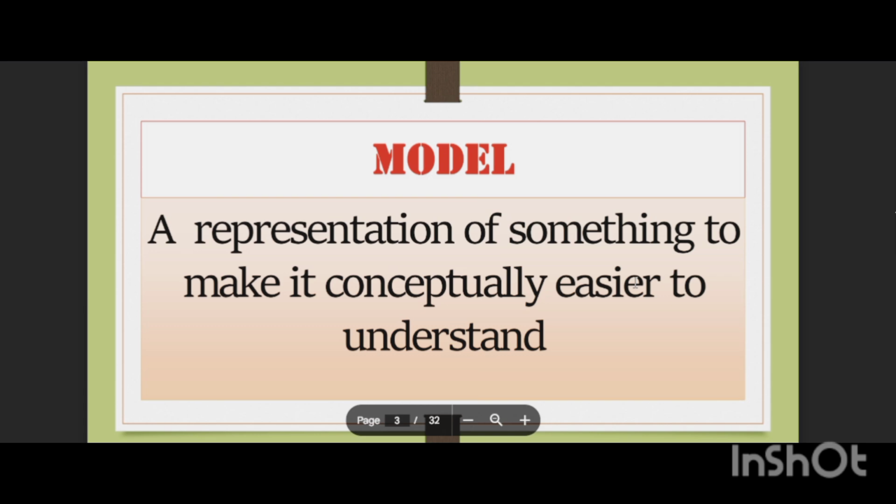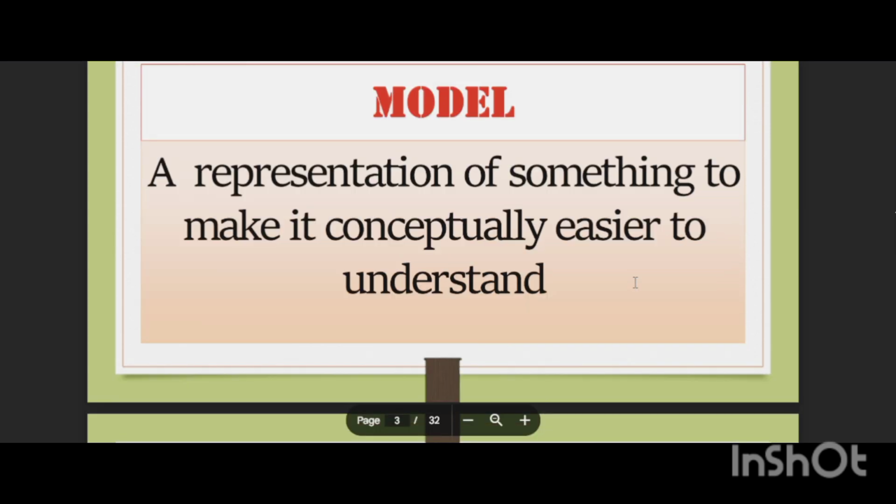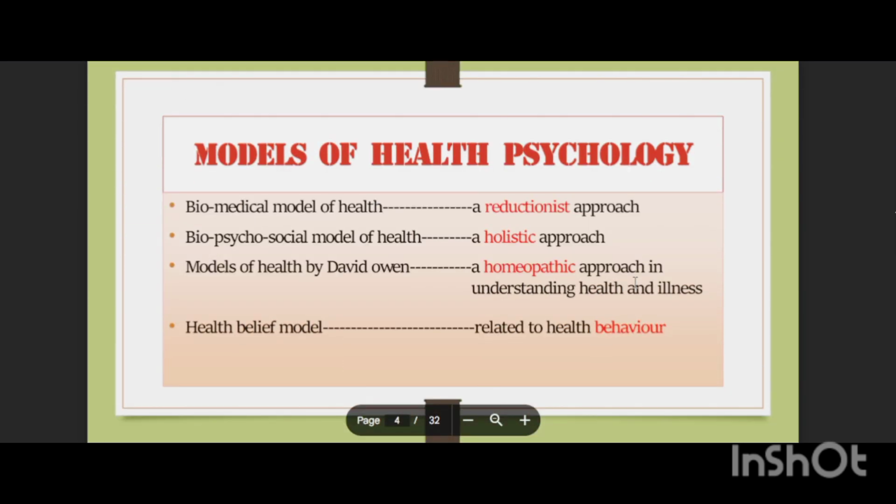So, what are the main models in health psychology? The biomedical model. This is a simple way. It looks only at the physical body and disease. The psychosocial model of health. This is the bigger, holistic, whole person way. It looks at the body, bio, and the mind, psycho, and social life, called the social, all together.